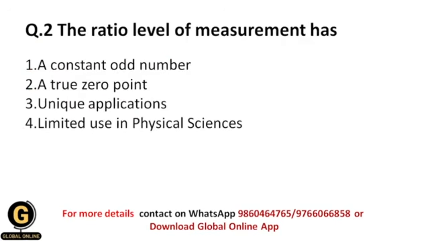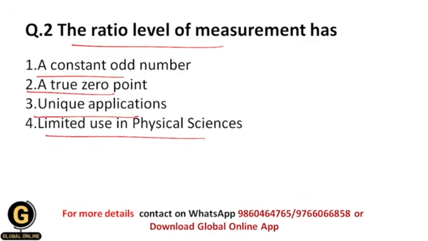Next: the ratio level of measurement has what? A constant odd number, a true 0 point, or unique applications or limited use in physical sciences? So students, as I told you earlier in question 1, the ratio level of measurement has a true 0 point. That's why your correct answer should be 2, because in the ratio level of measurement, data are measured on a scale with equal intervals between units and a true 0 point.